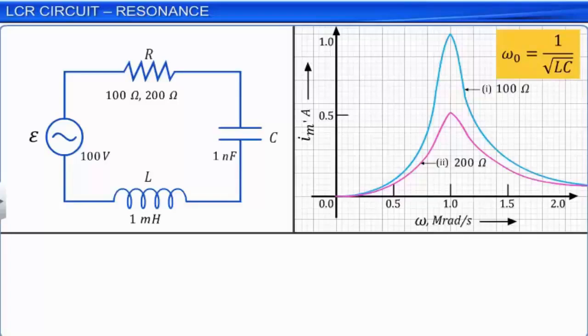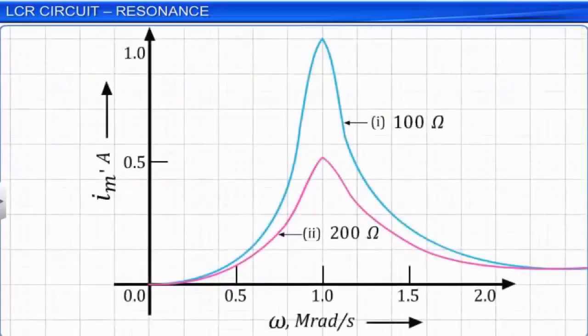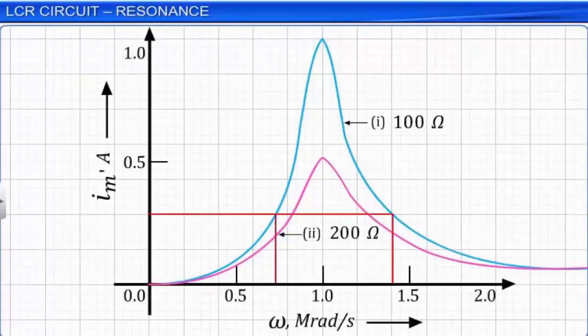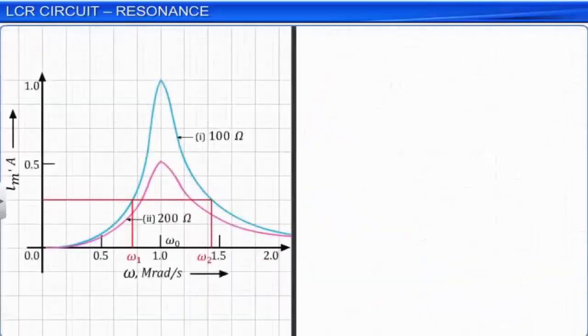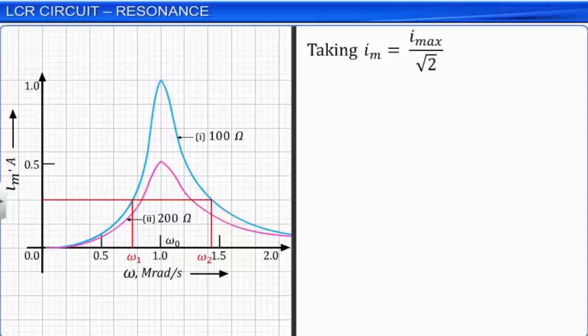We also observe that except for the case of resonance, for every single value of Im, there are two values of angular frequency, omega 1 and omega 2 respectively, one lesser and one greater than omega naught, which lie symmetrically on either side of omega naught. Let us consider the specific case of the frequency at which the amplitude of the current is 1 by root 2 times the maximum value of the amplitude of current, I max, at natural frequency. Let the corresponding angular frequencies be omega 1 and omega 2.